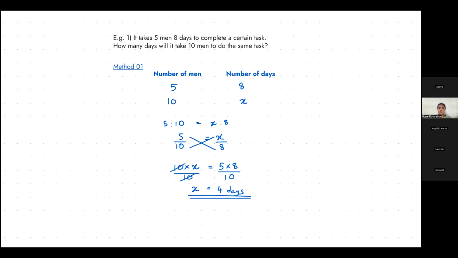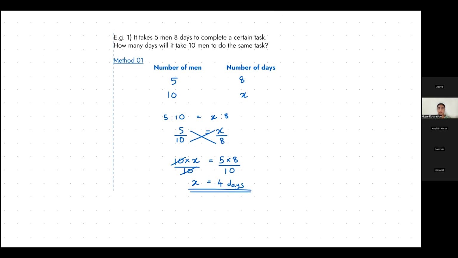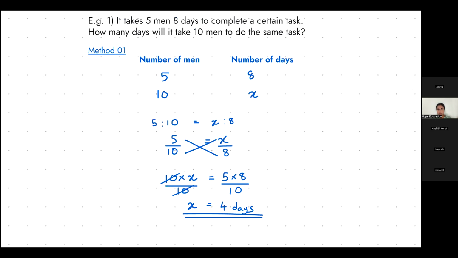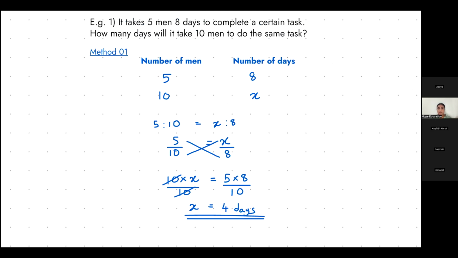Is this clear to all of you, Lamai? Miss, I have a question. Sorry, Ismail? Why do we switch the x and 8? That is because in direct proportions we can write it as 5/10 and 8/x. Because in direct proportions, when one quantity is increasing, the other quantity is also increasing. Same ratio. But we're talking about inverse proportions.